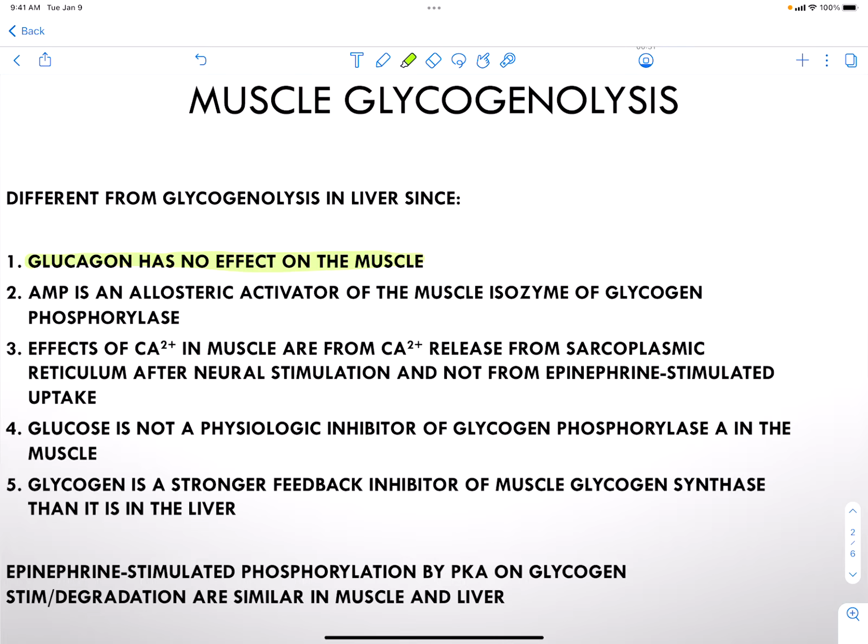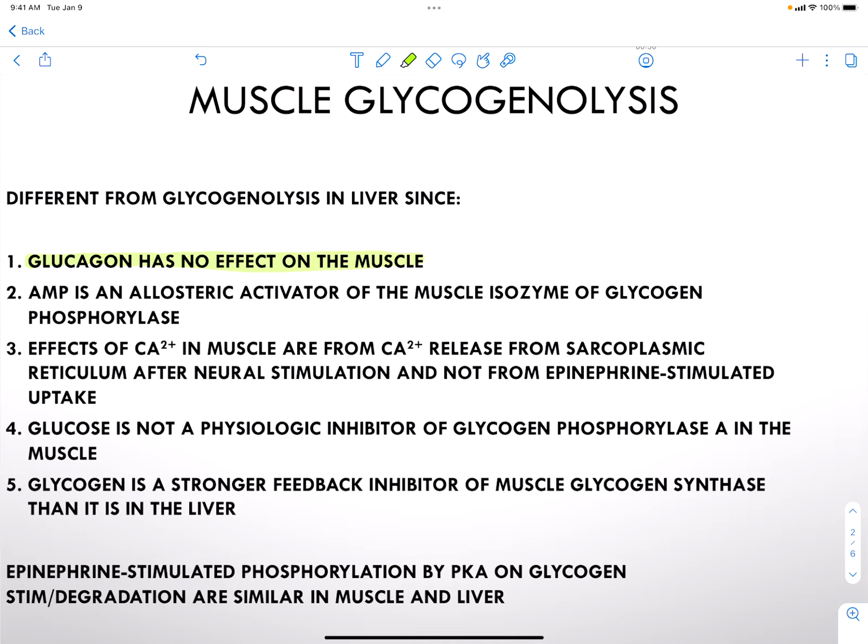So, glucagon will never affect the muscle cell. Glucagon can affect the liver cell and tell the liver cell that we are now in the fasting state, but the muscle doesn't get affected by glucagon. Glucagon is a mobilizer of glycogen in liver. Now, what does have an effect on the muscle cell is need.